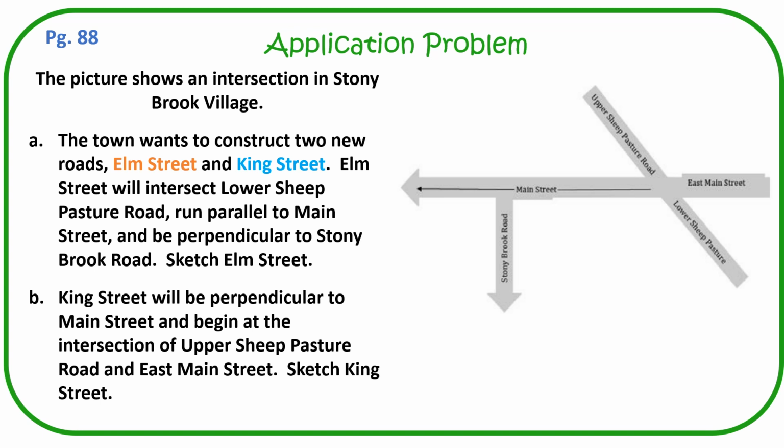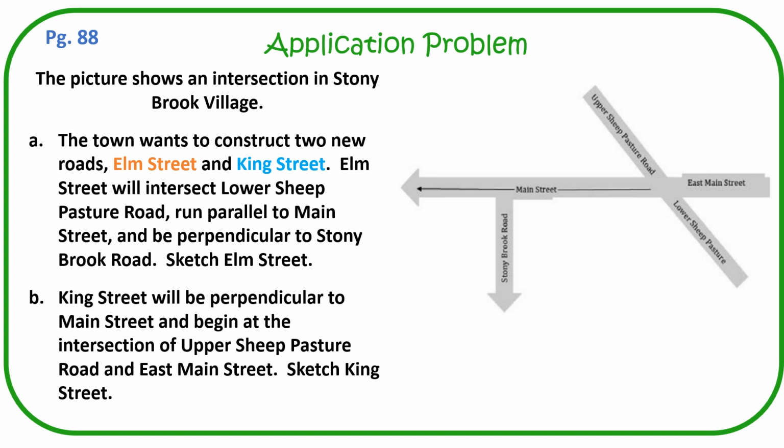Our application problem is on page 88. The picture shows an intersection in Stony Brook Village. The town wants to construct two new roads, Elm Street and King Street. Elm Street will intersect Lower Sheep Pasture Road, run parallel to Main Street, and be perpendicular to Stony Brook Road. Sketch Elm Street. Before going on to B, which is going to be about King Street, let's focus on Elm Street first.